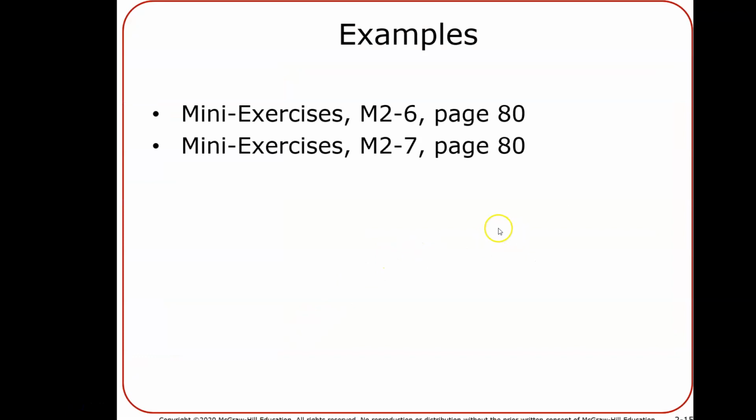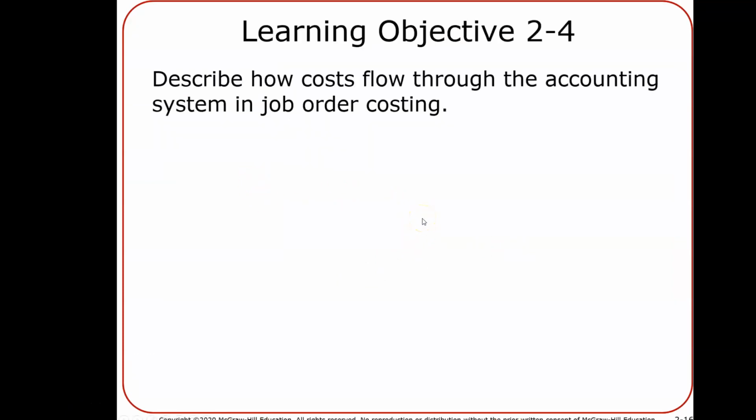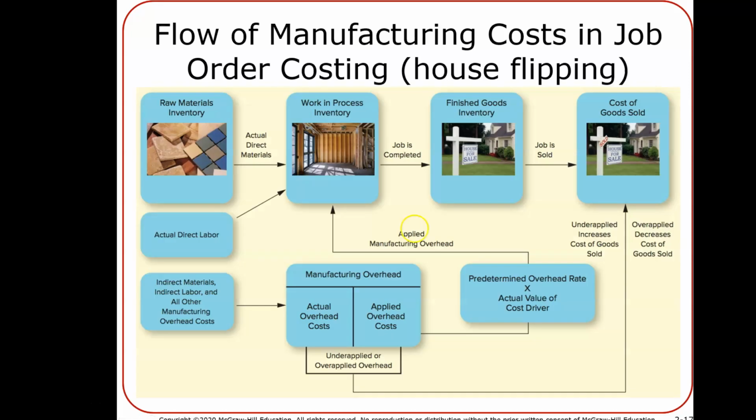Sorry, I had lost my place. So back over here, we did those examples. We did those two examples. Now, how do manufacturing costs flow through the system in job order costing? Again, using the house flipping example.